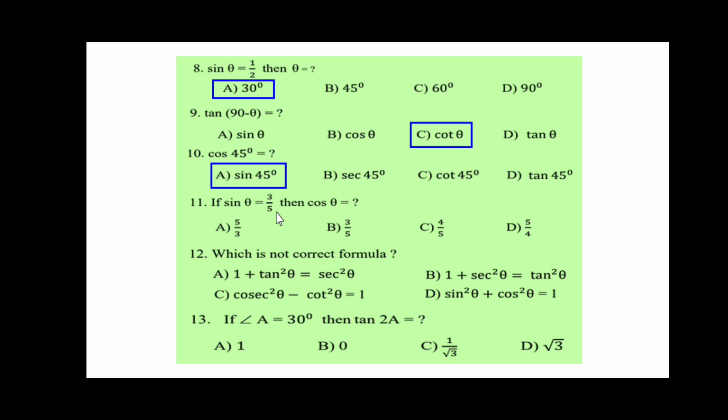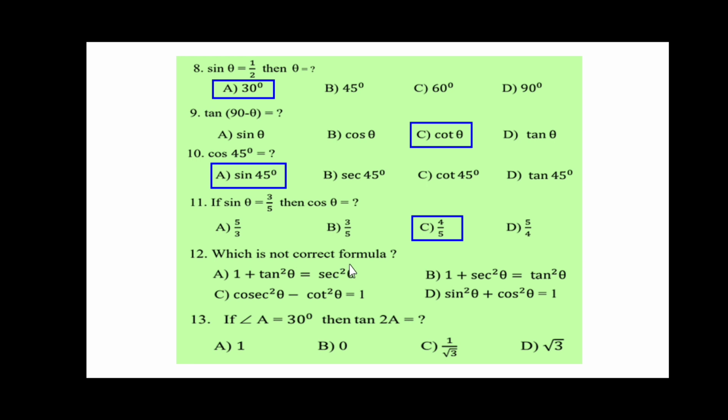If sin theta is equal to 3 upon 5, then cos theta is equal to what? You may use the identity sin square theta plus cos square theta is equal to 1. From that, cos square theta is equal to 1 minus sin square theta. Or by the basic method, drawing a right angle triangle, considering the opposite side 3, hypotenuse 5. After calculation, you are getting the adjacent side of this angle theta will be 4. So the answer is 4 upon 5.